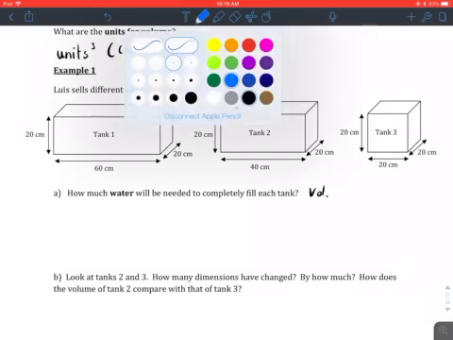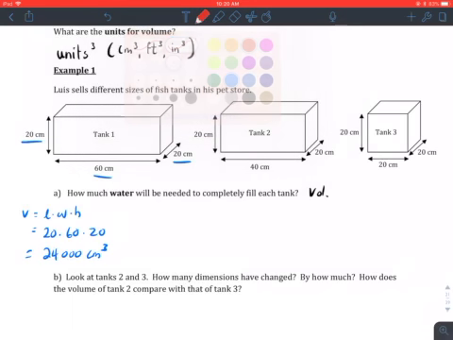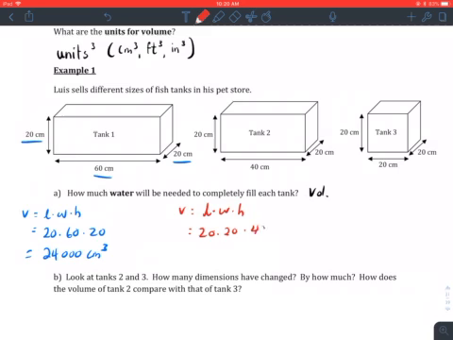So maybe tank 1 we'll do in blue. So the volume is going to be length times width times height. And here are my dimensions, 20, 60, and 20. So what we're going to do is multiply all of those together, and we're going to get 24,000 cubic centimeters.